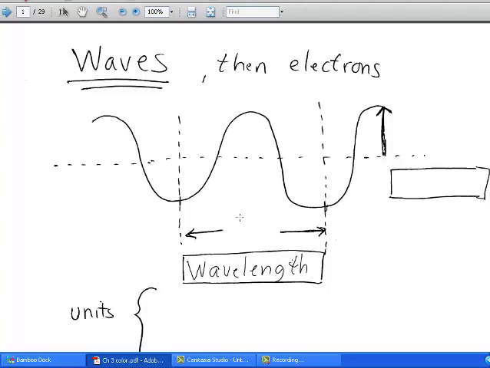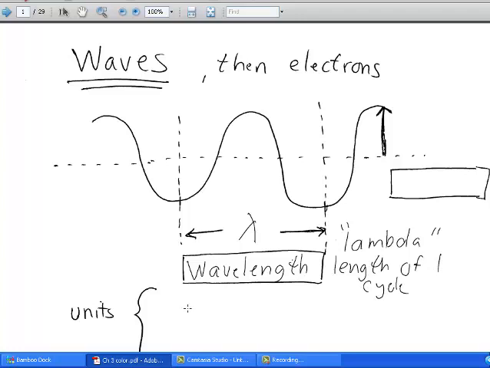And the wavelength is designated by the Greek letter lambda. So I'll write that, lambda. And so that is the distance or length of one cycle.